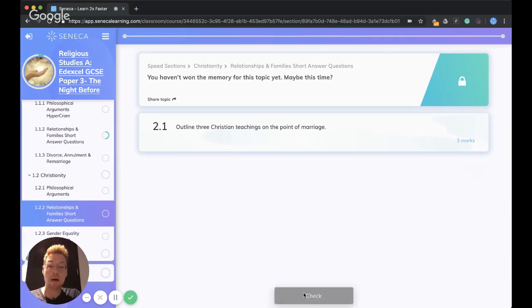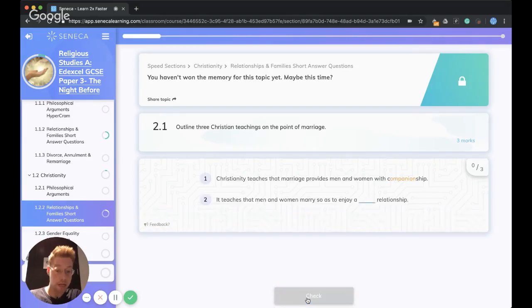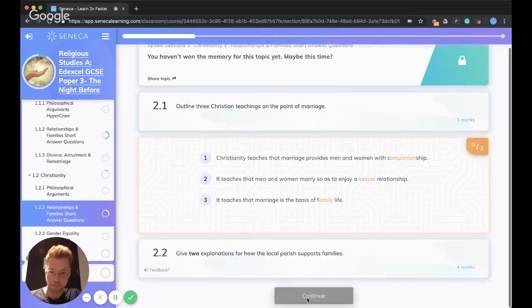So, outline 3 Christian teachings on the point of marriage. Christianity teaches that marriage provides men and women with companionship, and that men and women marry so as to enjoy a sexual relationship. It teaches that marriage is the basis of family life.